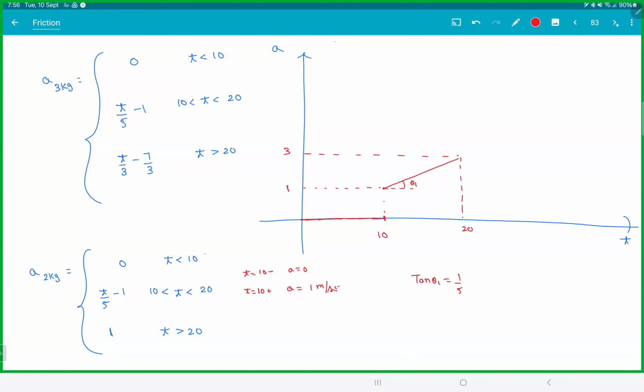But at 20 plus, the value will suddenly drop to 1. The graph becomes like this. You're getting how the graph is? There is a discontinuity there. So initially 0, then it increases till 3, and then suddenly it drops back to 1. Please have a look at this.